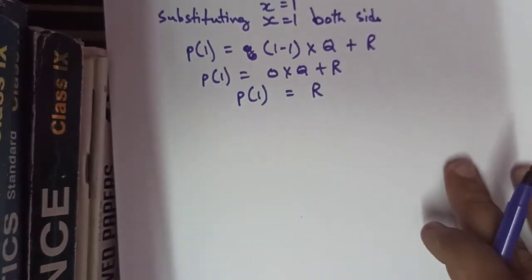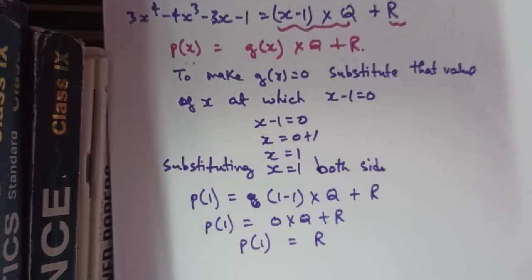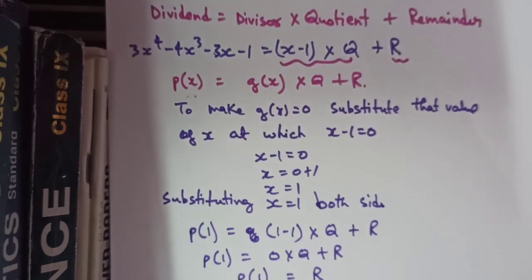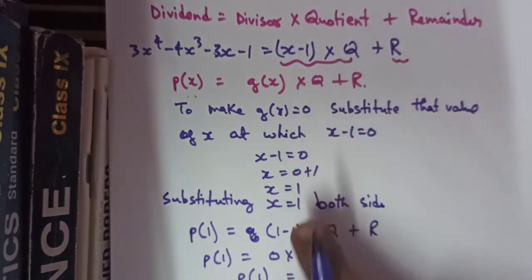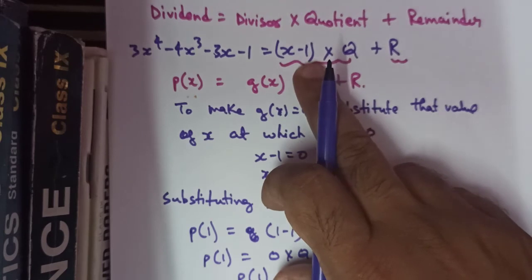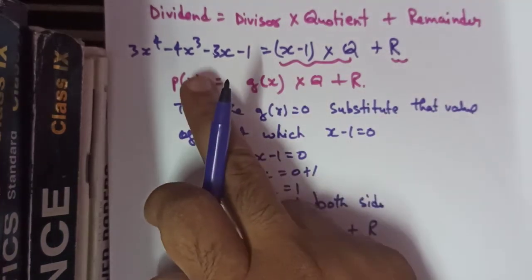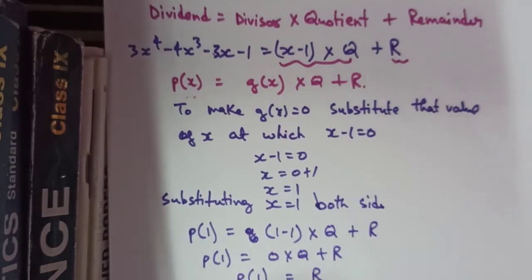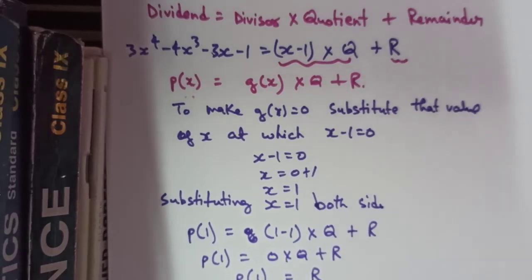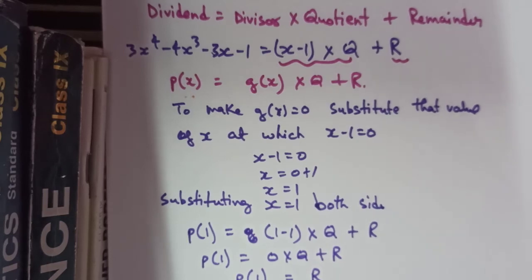That is the statement of the remainder theorem: if a polynomial px is divided by another polynomial gx which is x minus a, then the remainder is equal to pa. Here, since a is 1, the remainder is equal to p1. By this you can also verify the remainder. If we are calculating the remainder, we can do so by substituting the value of the variable x as 1.